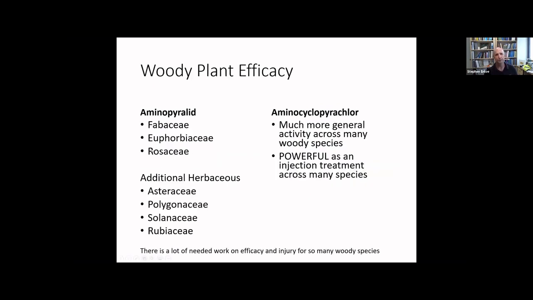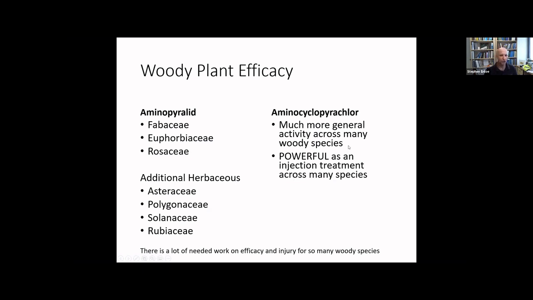All right, aminopyralid is really good on the Fabaceae. It also kills some trees in the Euphorbiaceae, like tallow tree in the southeast, and Rosaceae, of course, with some good activity on multiflora rose and the Rubus. Additional herbaceous is really hot across Asteraceae, Polygonaceae, Solanaceae, Rubiaceae, and just a few other species on the label. But there's a lot of good data on the selectivity of Milestone out there.